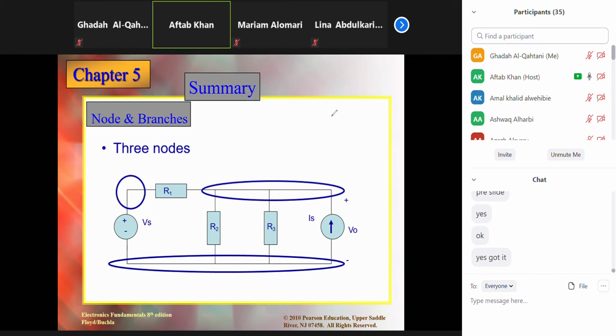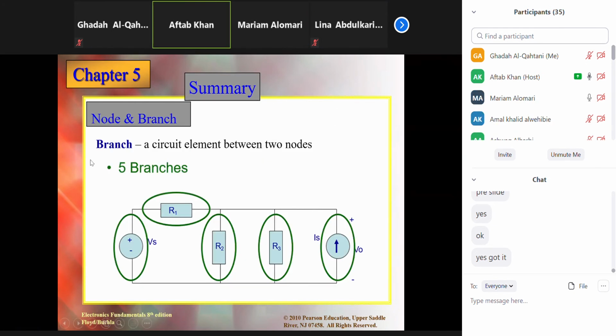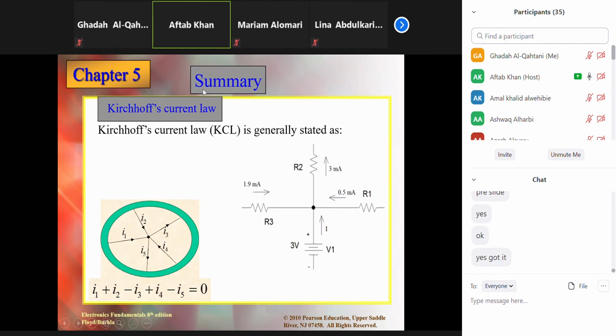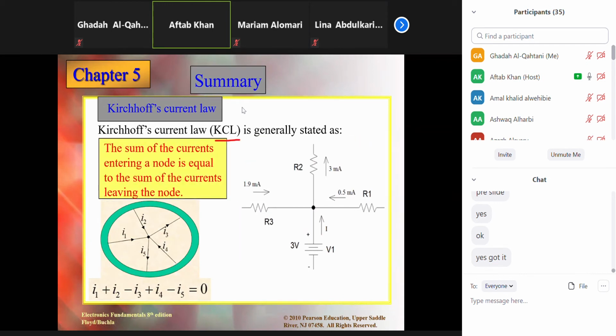All right, focus everyone. Next is this one, Kirchhoff's current law. So what is Kirchhoff's current law? I already explained to you. See the definition of KCL. This is the definition: the sum of the currents entering a node is equal to the sum of the currents leaving the node. Okay, so this is a node.